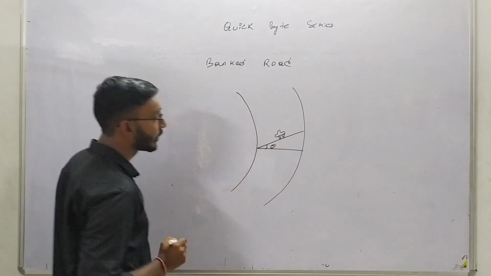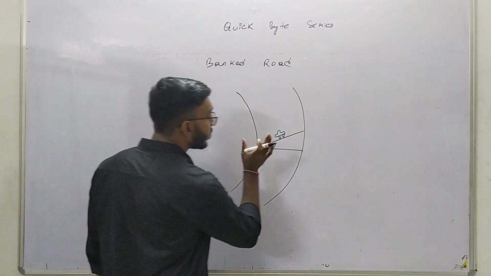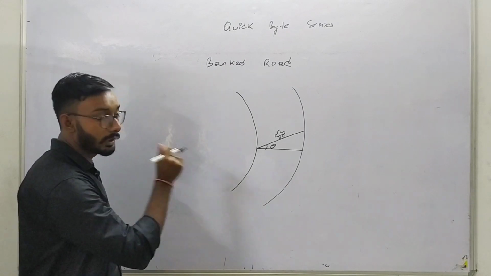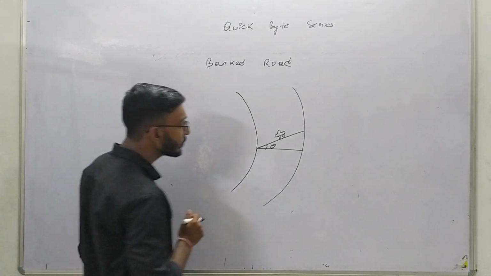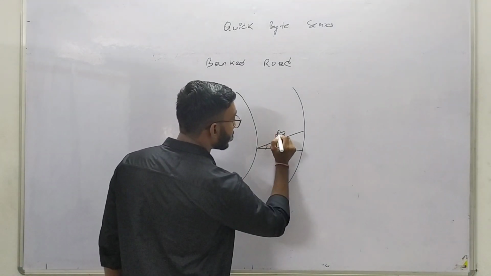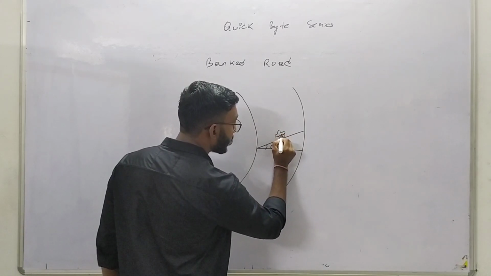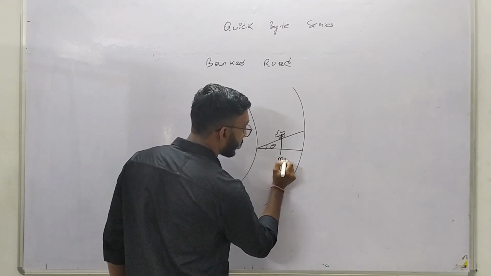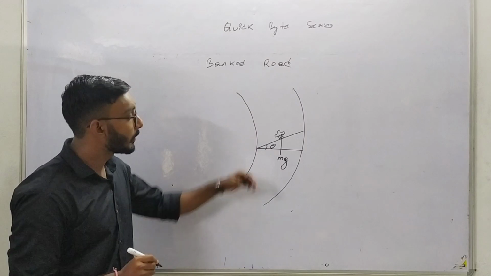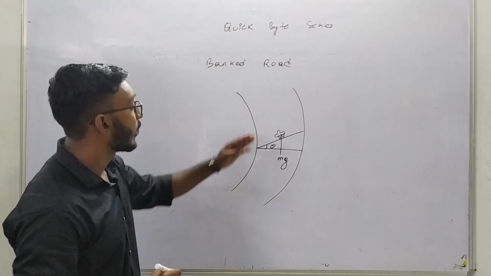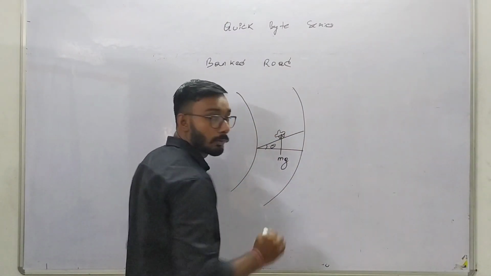Car is present somewhere here. Now let us see what are the forces acting along it. Okay, now here this weight of this car will be mg, it will be along the direction of gravity, and then the normal. What is normal?